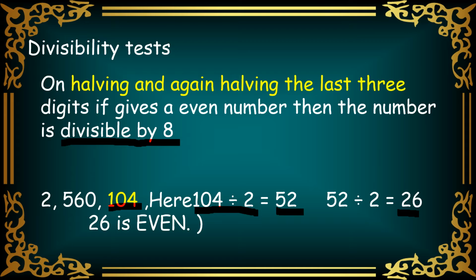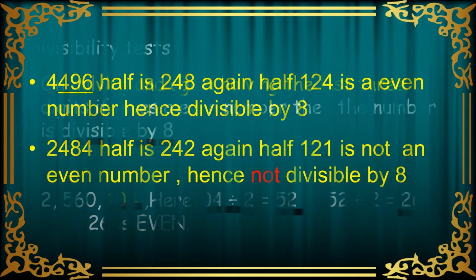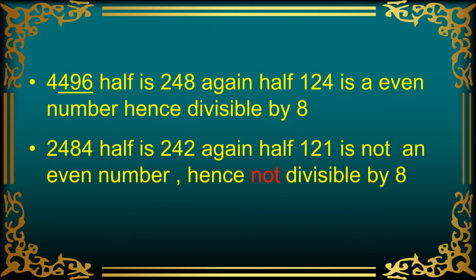One thing was last three digits should be divisible by 8, और अगर हम लोग जो उसके last three digits हैं उसे half करते हैं until you get a 2-digit number, okay, जो आप लोगों को even number होना चाहिए, then you say that it is divisible by 8. Here you can see 4496, half is 248. Again, if you half it, it will give you 124, and 124 is an even number. Hence, it is divisible by 8.